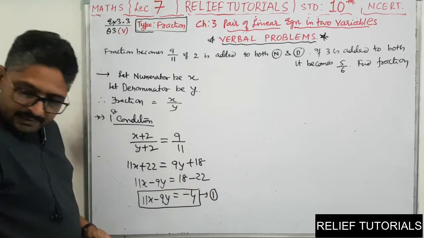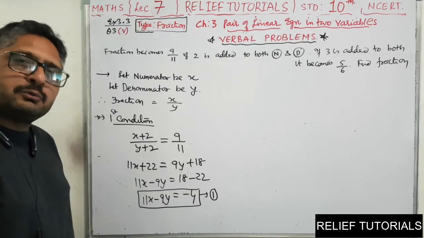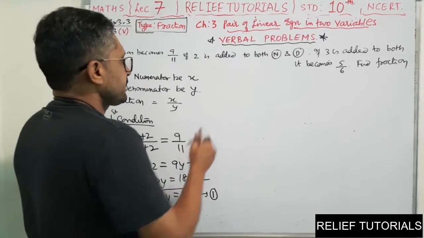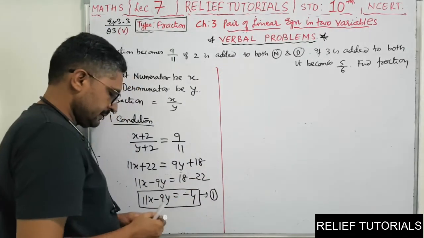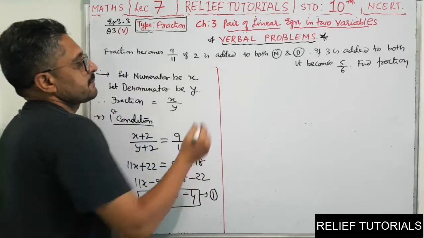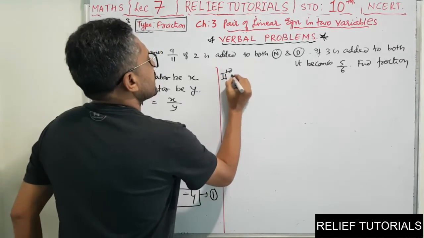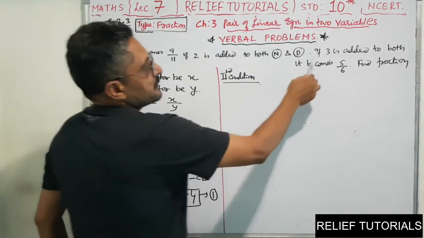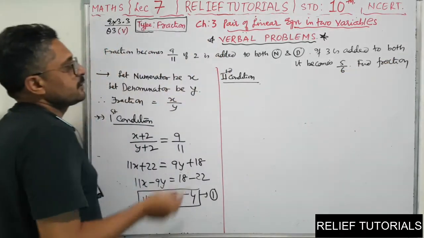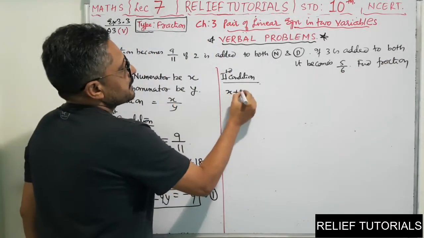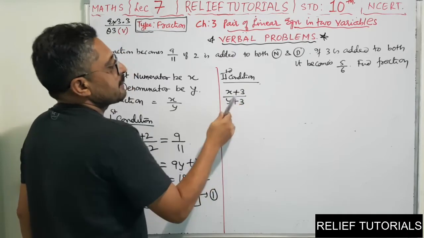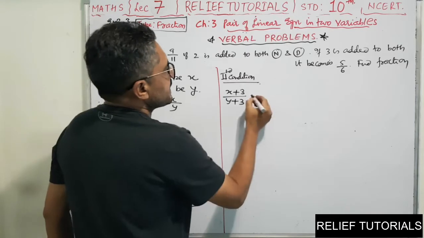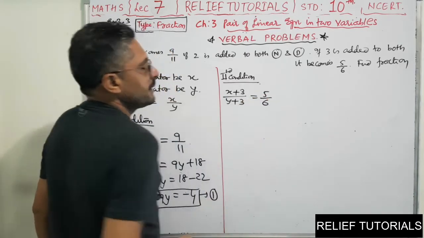Clear? Now similarly you will obtain equation 2 and then you will solve those two equations. Okay? So I write here, see. Now second condition. What is second condition? If 3 is added to both numerator and denominator, so you have to add 3. See, x plus 3 upon y plus 3. So I am adding 3 to the numerator and 3 to the denominator, then that fraction will become 5 by 6. So this is equal to 5 by 6.